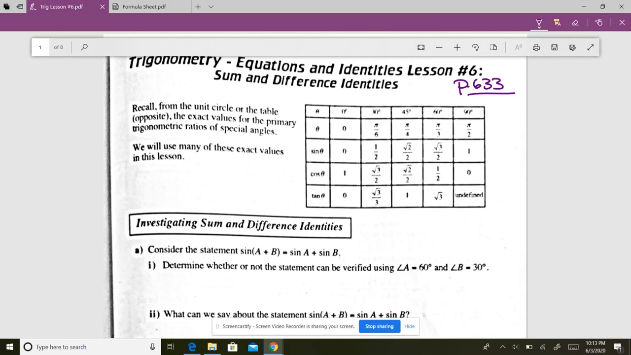Everybody. We're on lesson number 6, page 133. We're doing sum and difference identities, in the last lesson of math 12. So that should make all of you happy.